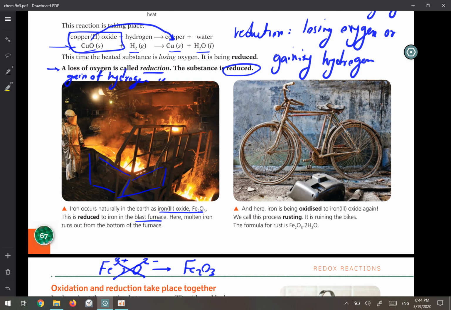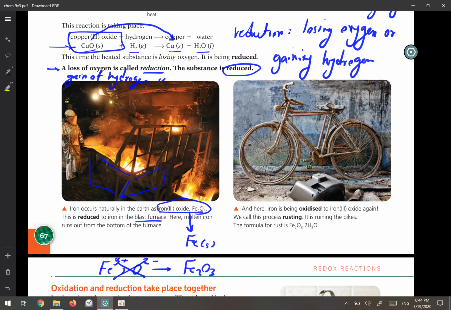By applying the heat, the iron trioxide reduces. What does it mean? It means it loses its oxygen. So when it loses its oxygen, the iron trioxide converts to the iron. So this is an example of the reduction reaction that you have in the industry.